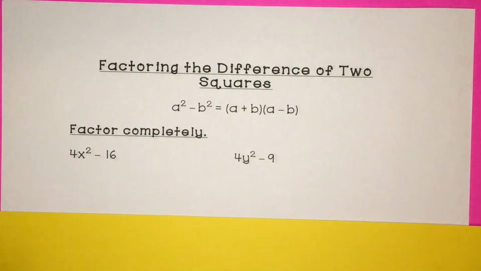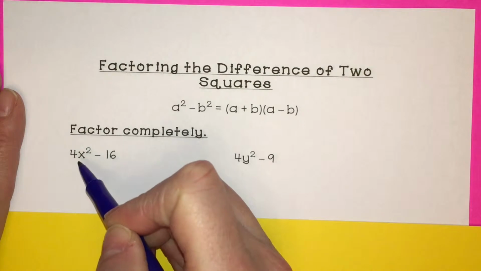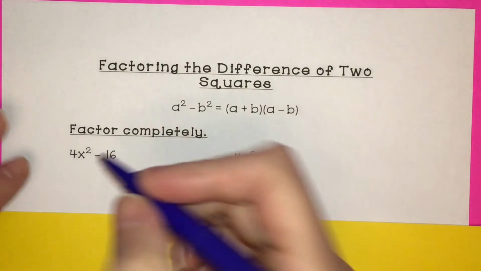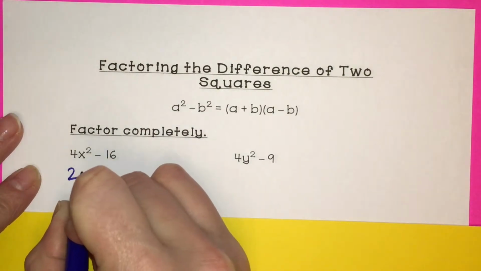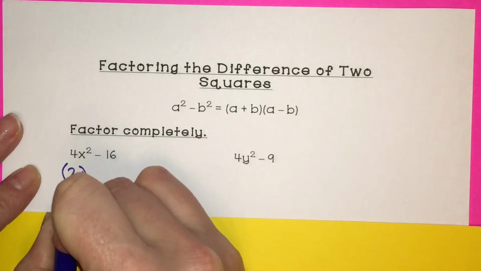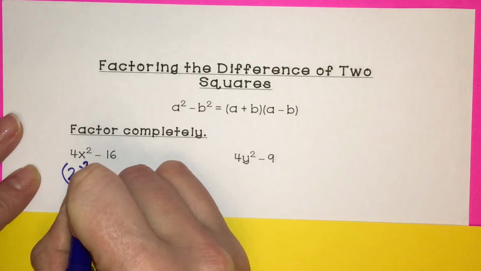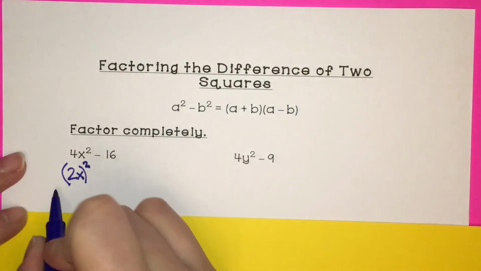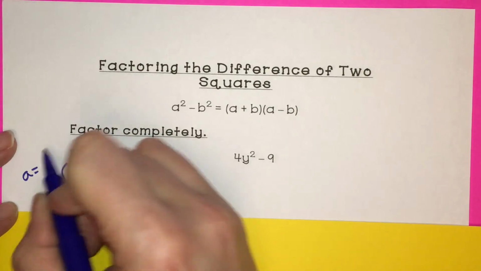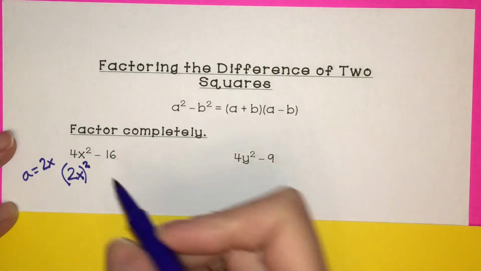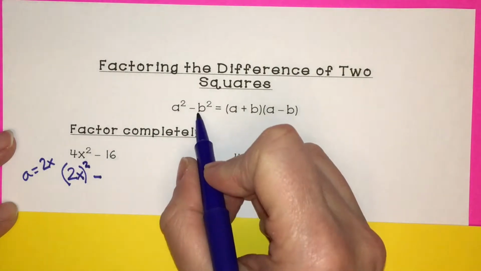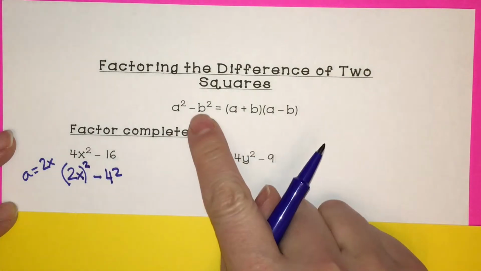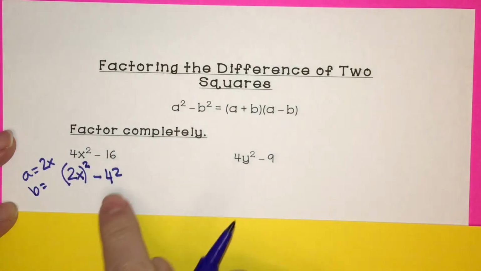squares. All right, so in this case here, 4x squared. Well, what value squared equals 4x squared? Well, 2 times 2 is 4, and x times x is x squared. So 2x squared would give us the value of 4x squared. So that means our value of a is equal to 2x. Minus 16. Well, what squared equals 16? Well, 4 squared. That means our value here for b would be equal to 4.